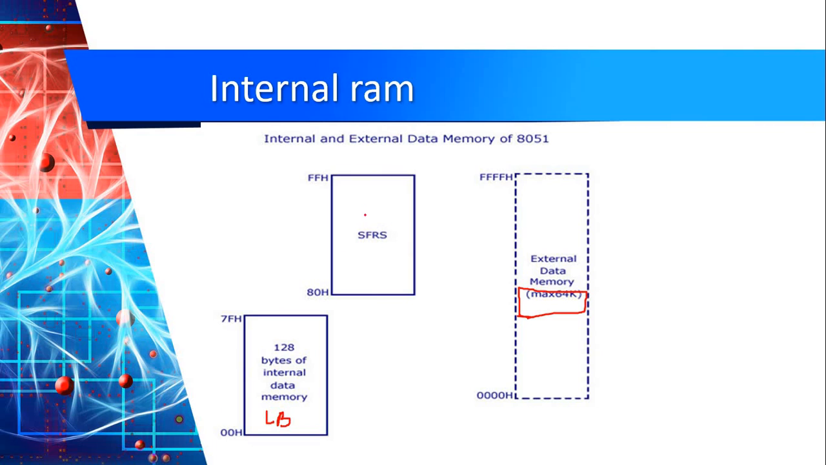And special function registers we have in the upper bytes, that we can store from 80H to FFH. Externally, if I'm accessing, then I can access from 00 to FF only.